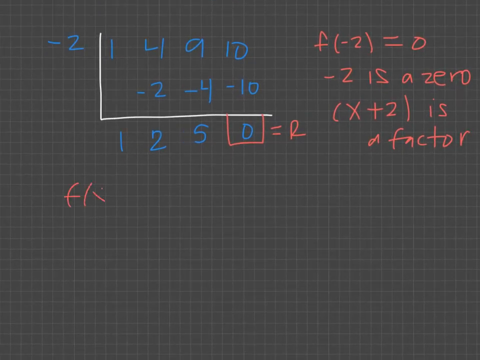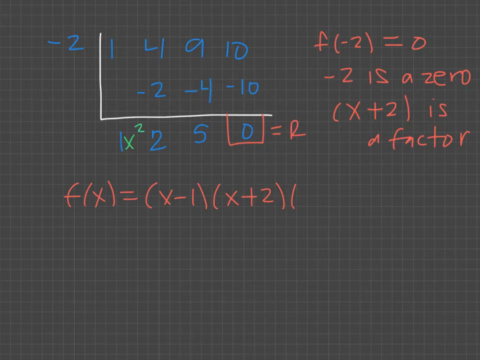We get f of x equals x minus 1, x plus 2, and then now our other factor is the factor that we get with these other coefficients. Reducing the degree by 1, we get x squared plus 2x plus 5. So our other factor is x squared plus 2x plus 5. Okay, so now it is down to this quadratic.